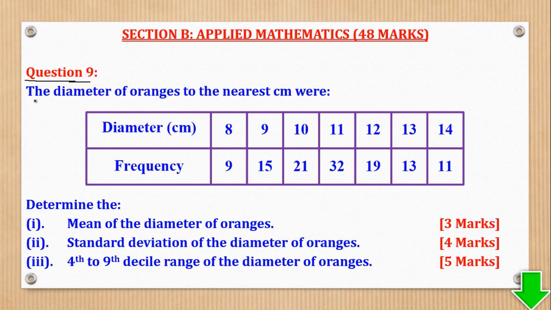Question 9 says the diameter of oranges to the nearest centimeter were these ones. Determine the mean of the median of the oranges, standard deviation of the diameter of oranges, 4th to 9th decile range of the diameter of oranges.